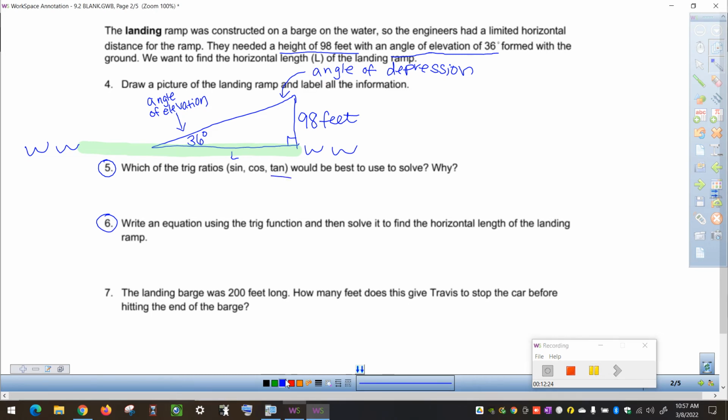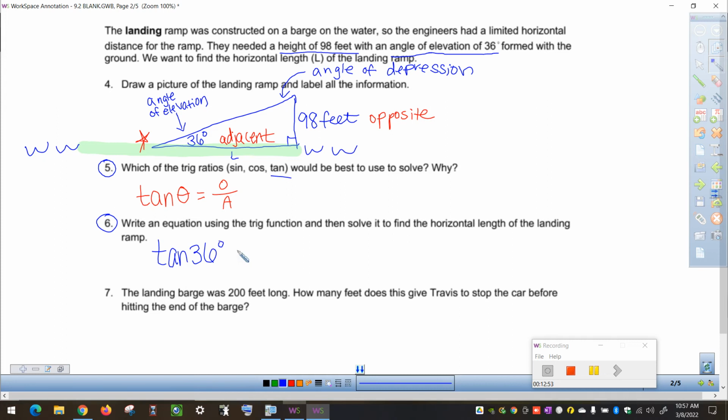It's really just dependent upon where that angle is that we're interested in, where that star is. It looks like we know the opposite side, and we're looking for the adjacent side. The only one that uses opposite and adjacent is tan. So we're using the fact that the tan of some angle theta is equal to the opposite side over the adjacent side. All right, so in part 6 here, we're just going to go ahead and plug the numbers in.